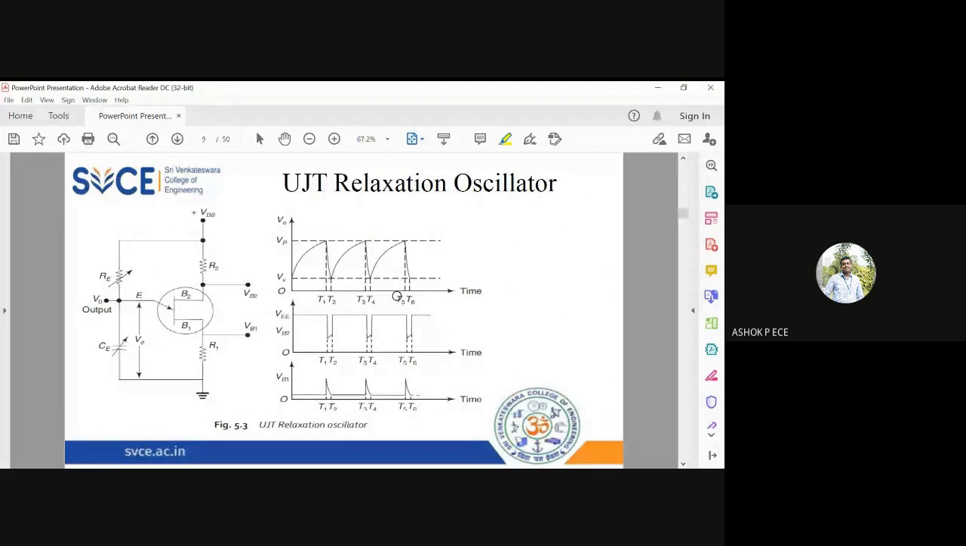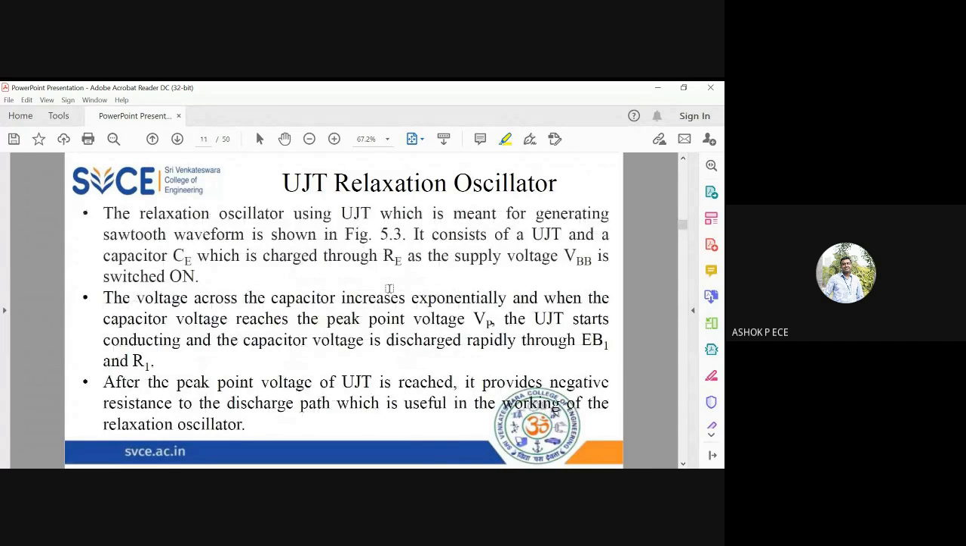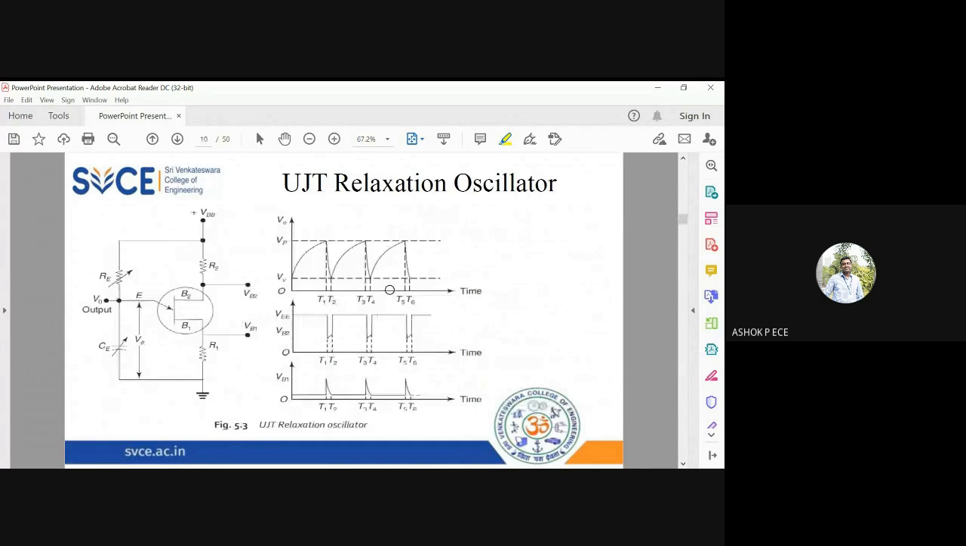So this is the UJT application as UJT Relaxation Oscillator. So we are going to see what is the application of UJT in relaxation oscillator. It is called relaxation oscillator because most of the time the device will be in off. For a very small amount of time the device is going to be on. So it is called as relaxation oscillator.